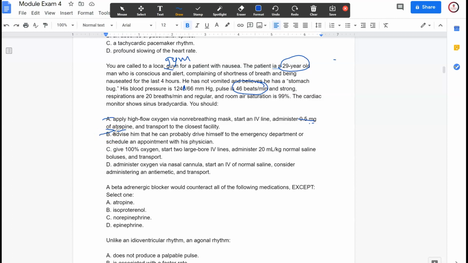Give 100% oxygen, 2 large bore IVs, and administer 20 milliliters of normal saline. That's aggressive for no particularly good reason. I mean, you don't need 2 large bore IVs on a guy with a blood pressure of 124 over 66. You see this when you have a medic student on the truck, right? You start 2 large bore IVs. But no, administer oxygen by nasal cannula, start IV normal saline, and consider an antiemetic. Yes, and transport. Right? He's complaining of being nauseous. Yeah, give him some Zofran. Make his day a little bit better.